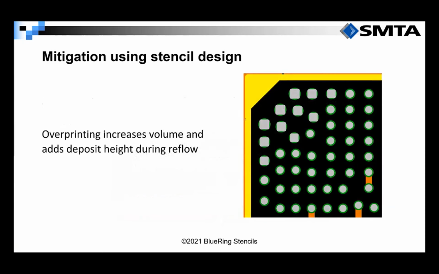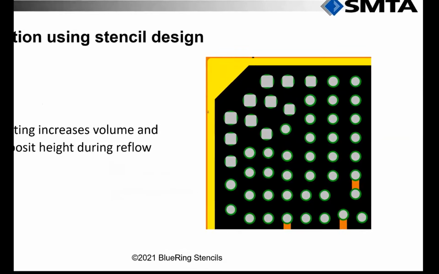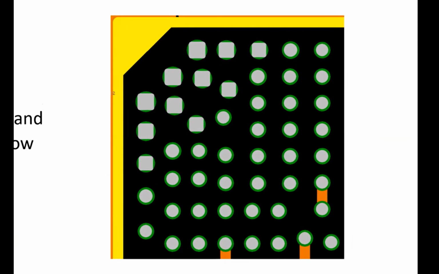Here's a depiction of what an overprint design in the corner of a BGA component might look like. You can see we've created square apertures with an overprint of 1 mil per side in these corner apertures to make sure we have enough solder paste and therefore solder flux to maintain contact with the BGA balls during the reflow process.